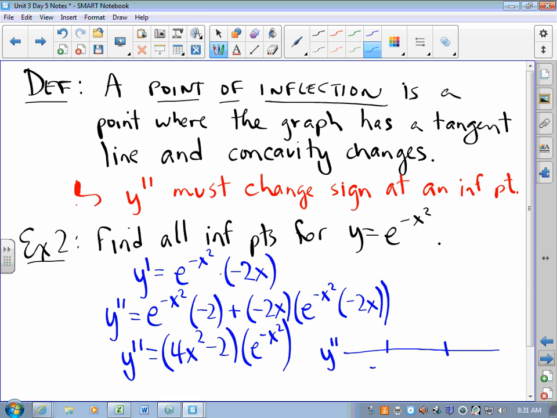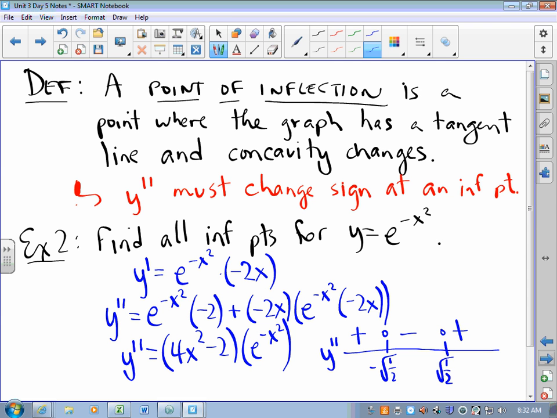That hits the axis twice at negative radical a half and positive radical a half. Furthermore, 4x squared minus 2 is a happy parabola. It goes plus minus plus. Zeros here.